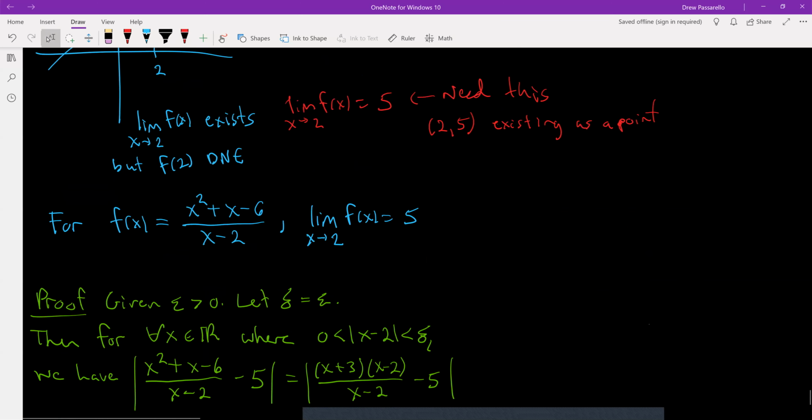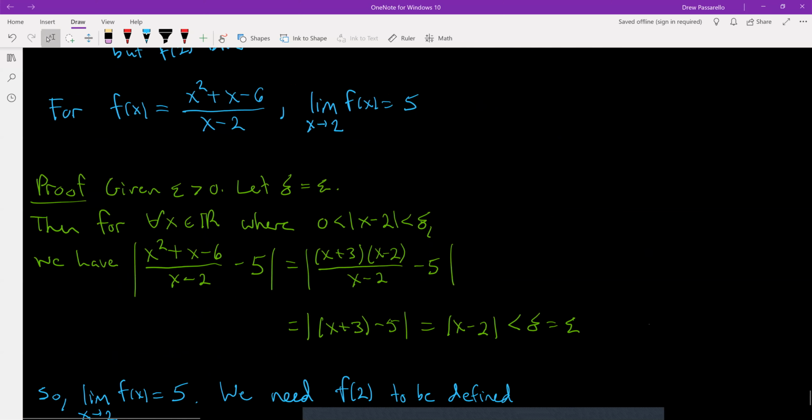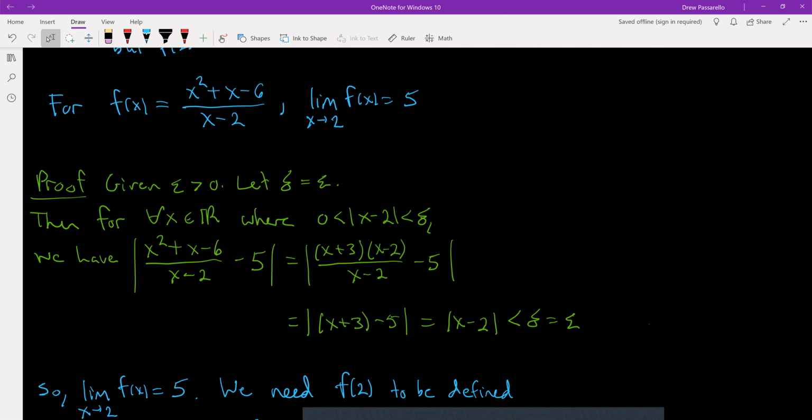All right, so the claim is that for the function f of x equals x squared plus x minus 6 divided by x minus 2, the limit as x approaches 2 is 5. And the proof is in green. So given epsilon, you just pick delta to equal epsilon. Then for all numbers x in the reals, and again, this is the limit proof, that's why I have that 0 is less than the absolute value of x minus 2 less than delta. All right, so again, this is for the limit definition.